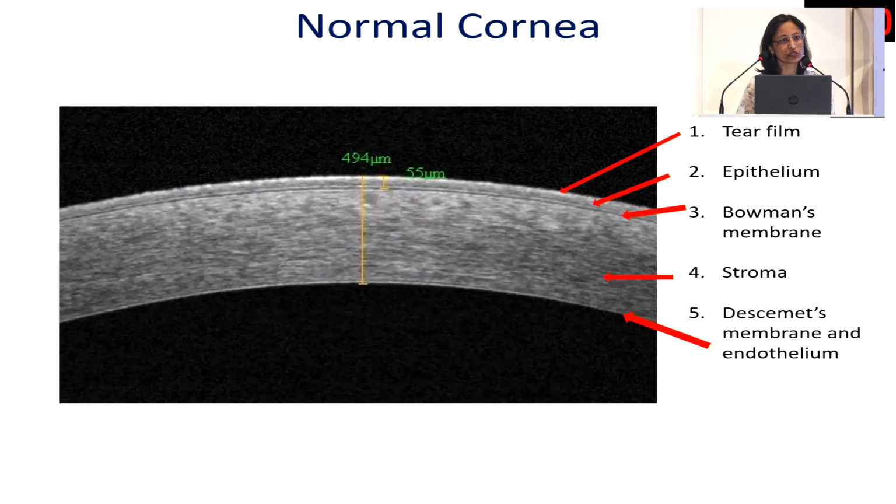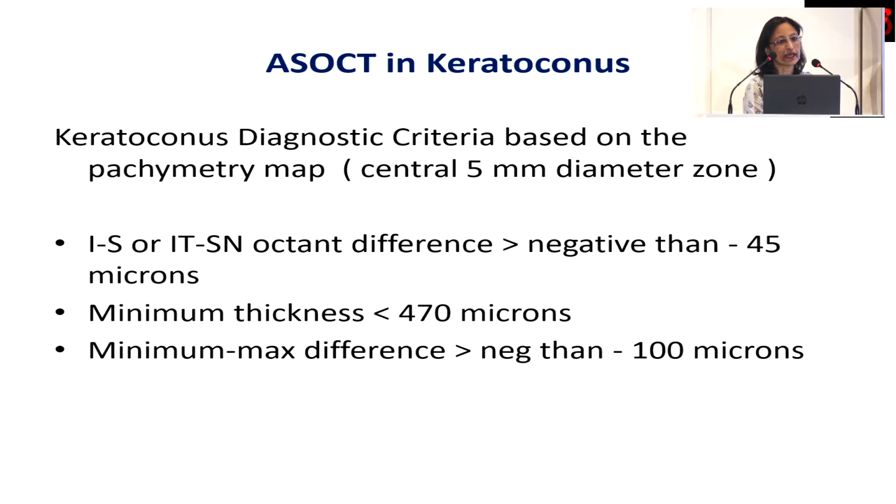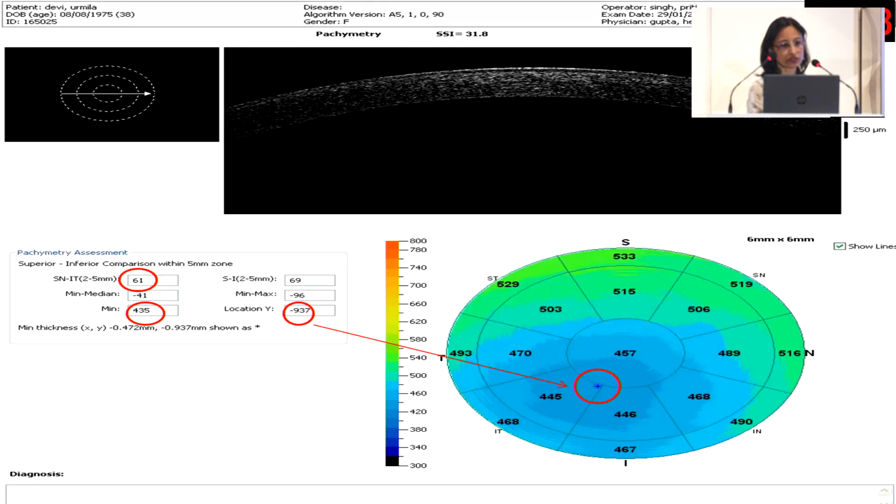So with AIOS2025, we can visualize almost all the layers of the cornea, starting from tear film, epithelium, Bowman's membrane. We can see all the epithelial layer irregularities, stroma, Descemet membrane, and endothelium. So we can diagnose and stage keratoconus based upon certain criteria in the central pachymetry map. This is how keratoconus looks on the AIOS2025. We can see the area of maximum thinning and also the location of the cone.